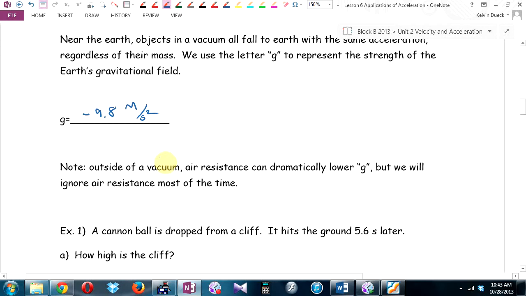Note, outside of a vacuum, air resistance can dramatically lower G, but we're going to ignore air resistance most of the time. So, for example, if I drop this, that's not accelerating down at negative 9.8 meters per second squared. But if I drop this tennis ball, it's pretty aerodynamic. That was pretty close to negative 9.8 meters per second squared acceleration. Free fall. This gives us some cool applications.